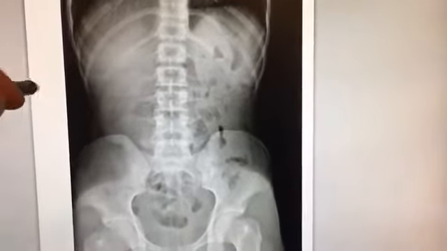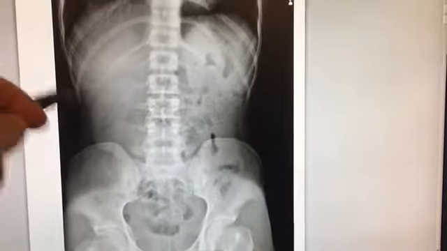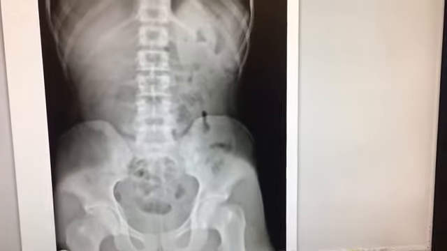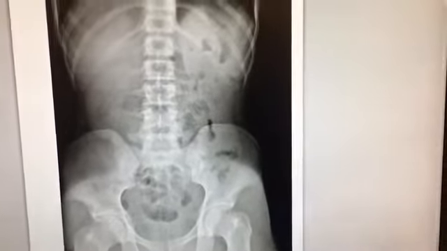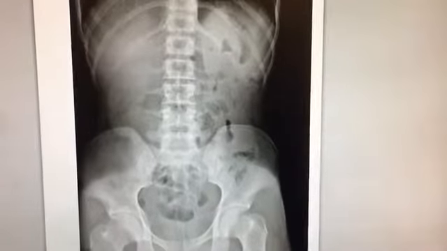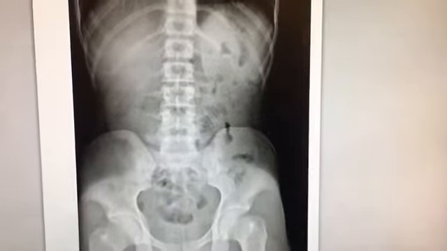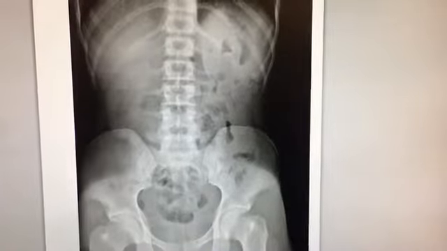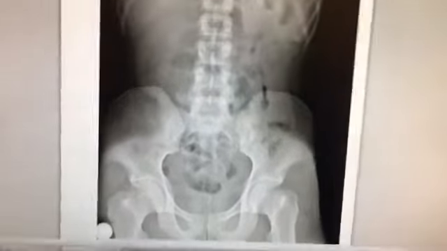Just like a normal KUB, we want to see the posterior margin of the diaphragm and go down to the pubic symphysis. And for Kiki, since she's tiny, I would have done the scout at 80 kVp at 25 mAs.